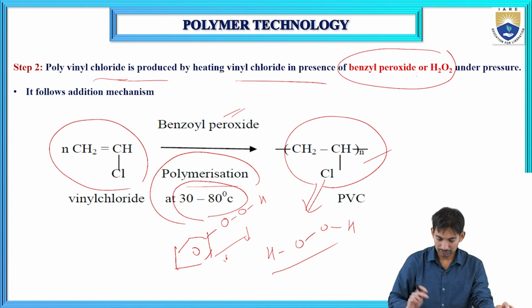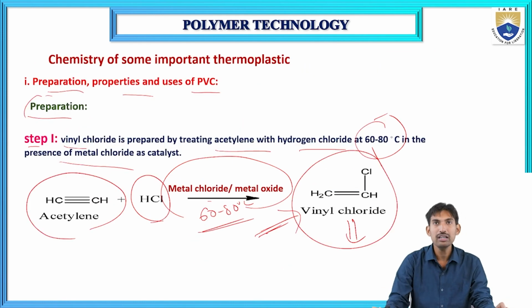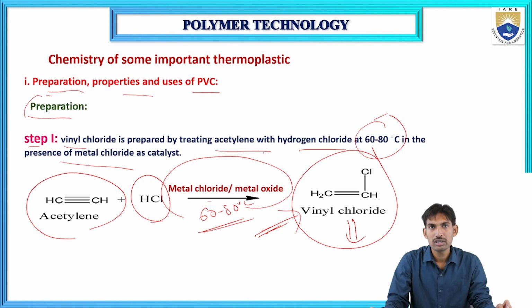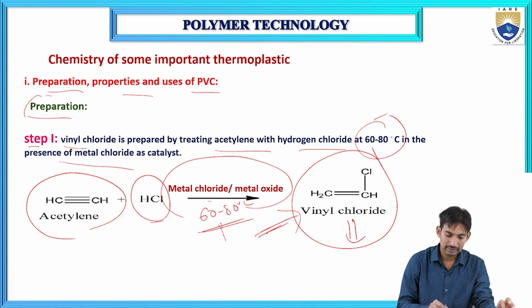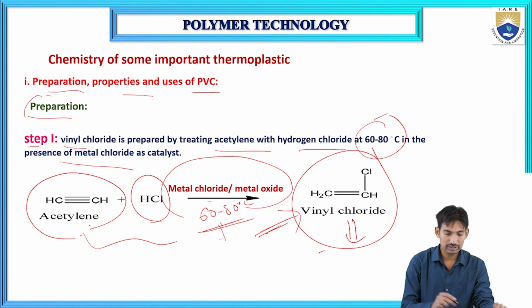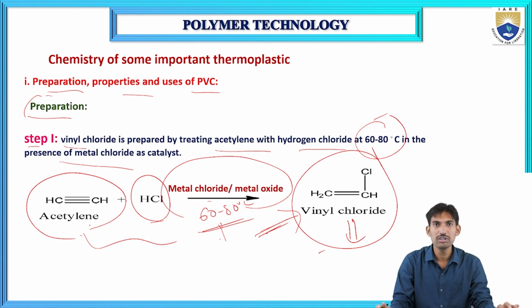In step 1, what have we prepared? In step 1, we have prepared vinyl chloride by using acetylene gas in presence of hydrochloric acid. The catalyst is metal chloride or metal oxide, any metal chloride or metal oxide. Temperature 60 to 80 degrees centigrade. These two reactants, acetylene gas and hydrochloric acid, in presence of catalyst metal chloride or metal oxide at a temperature of 60 to 80 degrees centigrade, produce vinyl chloride.